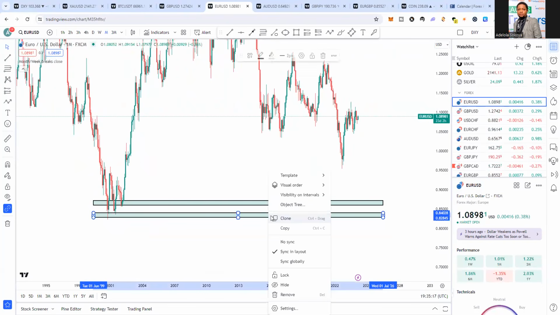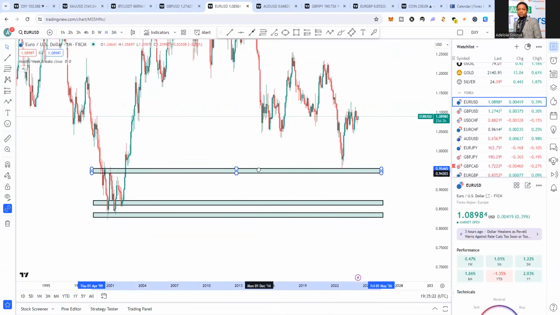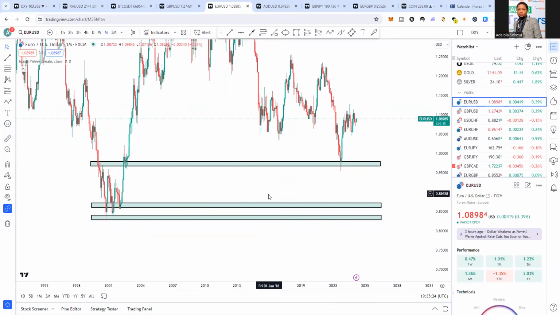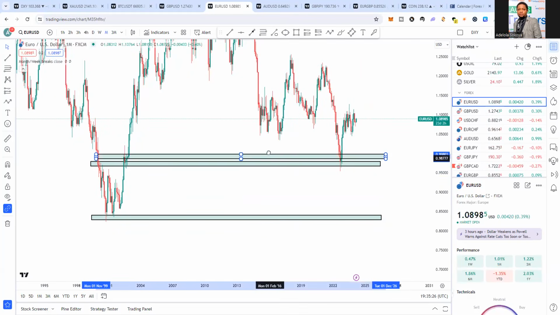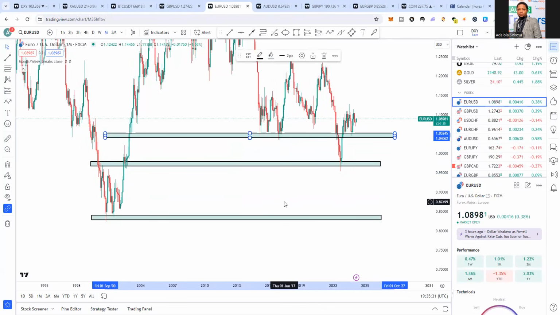I'm going to clone this. So that's our first support. Then you look at our second support. Then this is another support. I think it's another support.